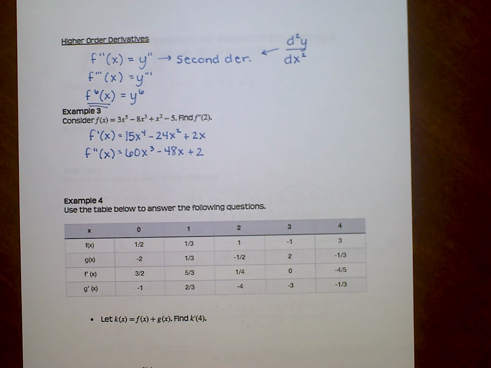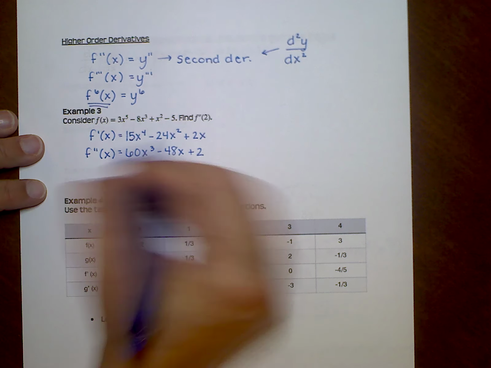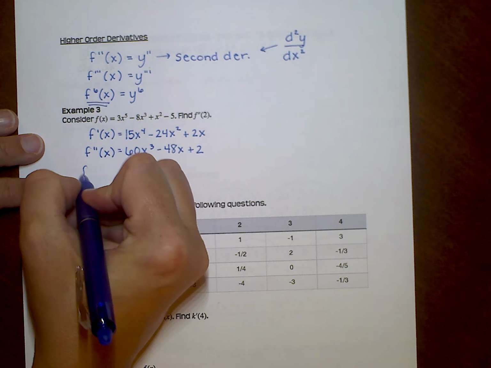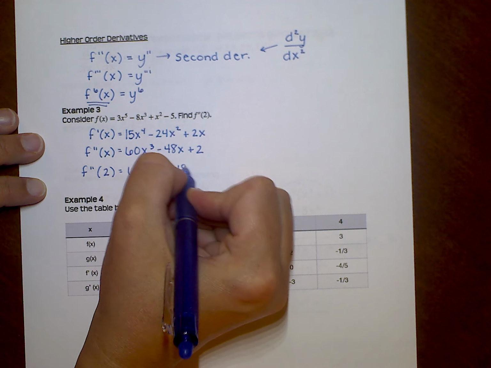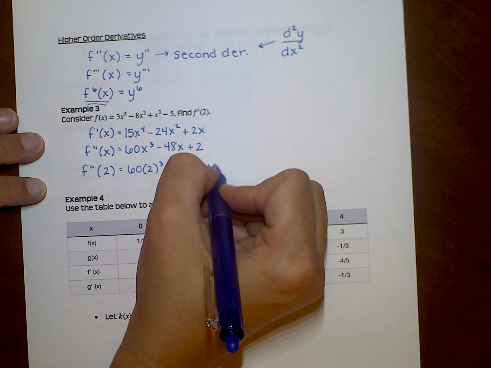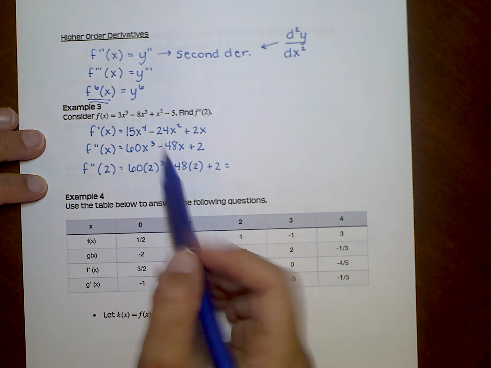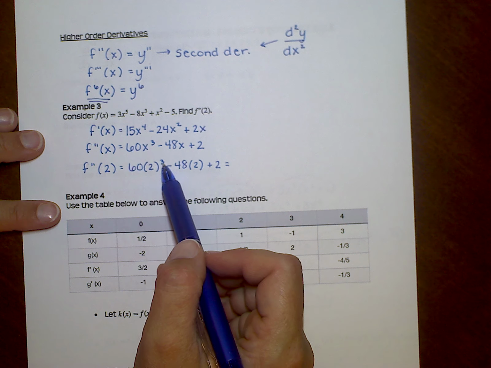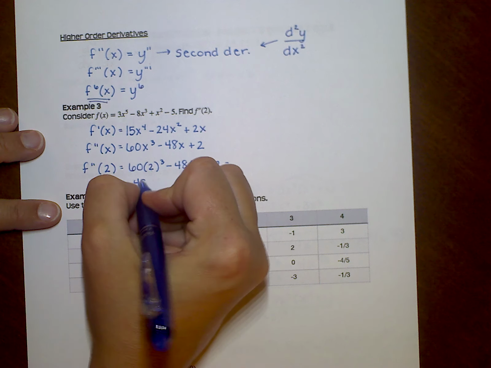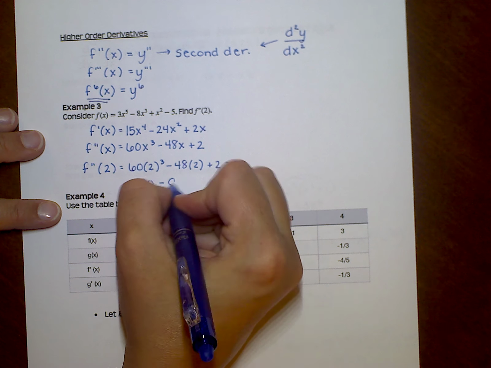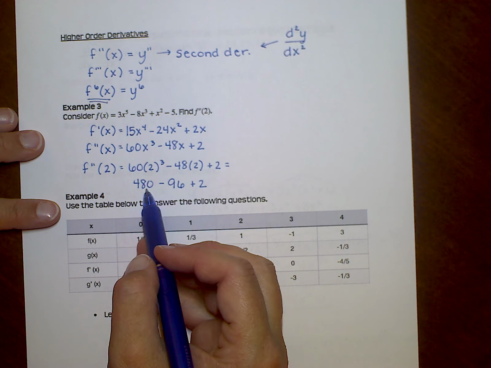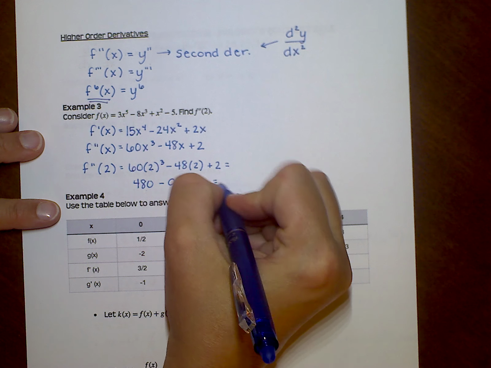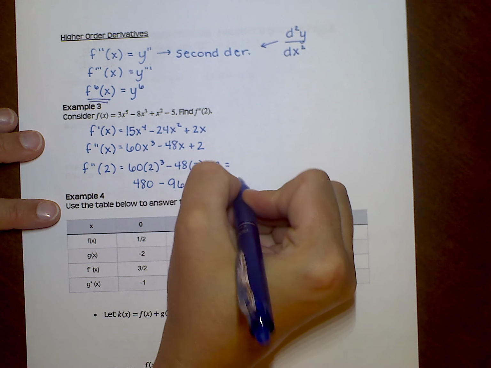Okay, that's my second derivative. And then if I want the second derivative at 2, all I'm doing is plugging 2 into my function. So 60 times 2 cubed minus 48 times 2 plus 2. And let's see how my mental math is holding up here. This is 8, so 8 times 60 is 480 minus 96 plus 2. Okay, so that's 380, 384. So I believe this works out to be 386. And that would be my answer.